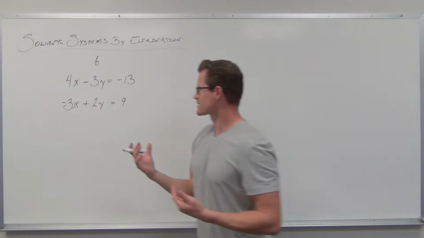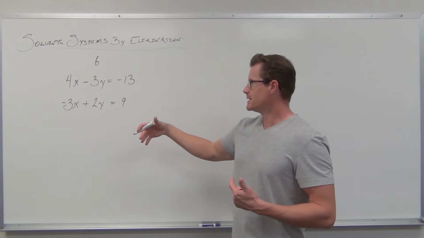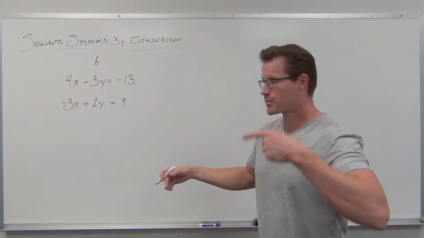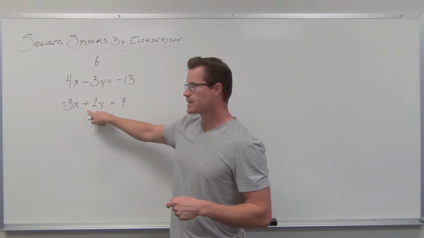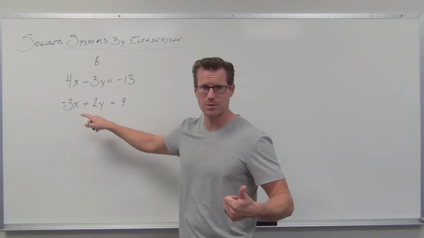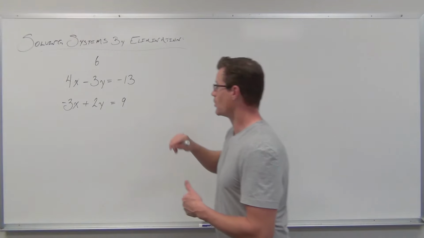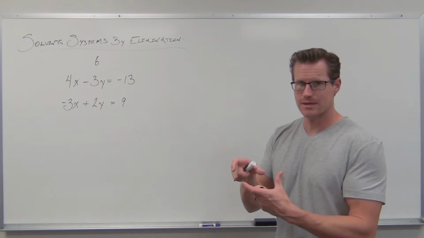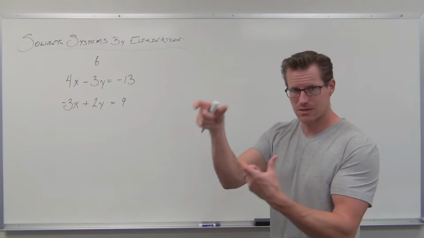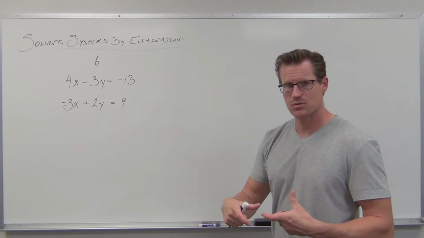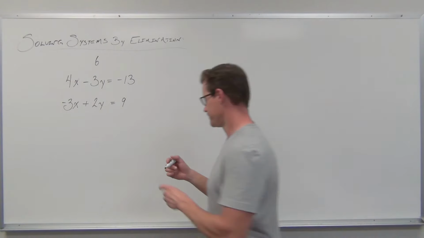I'm trying to get 6 here for my y's. Now, a good thing I'm noticing as I look at the problem is that I have opposite signs here. That's great. That means I don't need to multiply by a negative or anything. So I'm going to multiply to make my y's 6: negative 6y on the top and positive 6y on the bottom. So let's multiply.